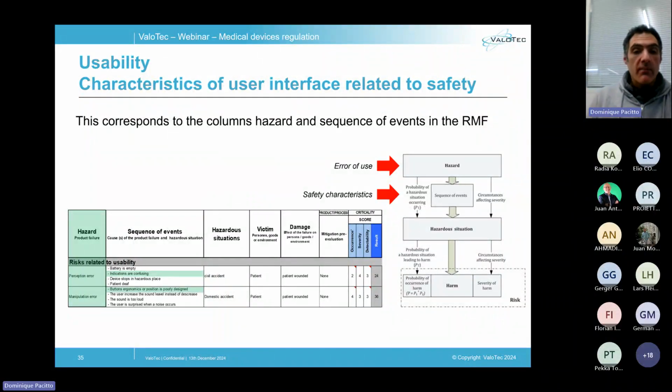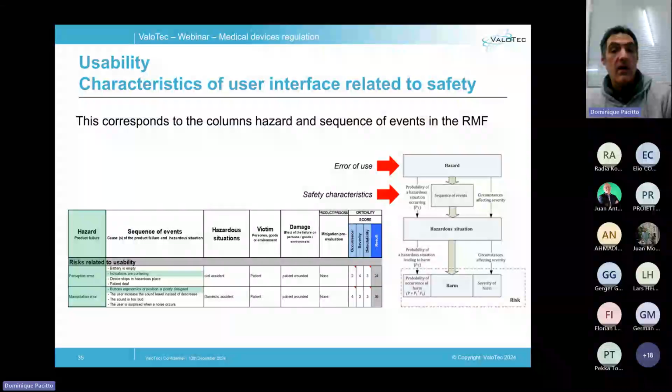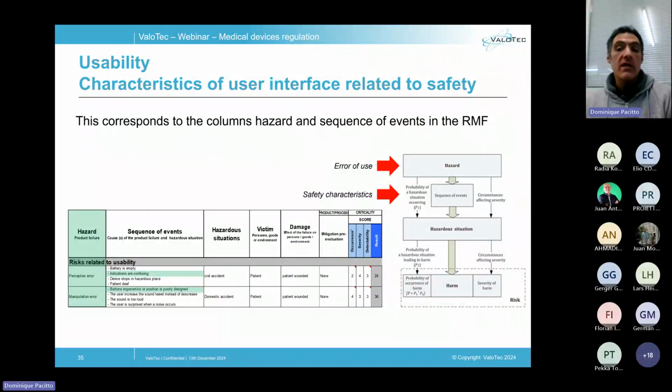And in the second example, it is considered that if the positions of the buttons are too close, a patient who wants to decrease the sound level could increase it instead, typically a manipulation error, and the patient may be surprised because the surrounding sounds are too loud, and it may generate a domestic accident, for instance.